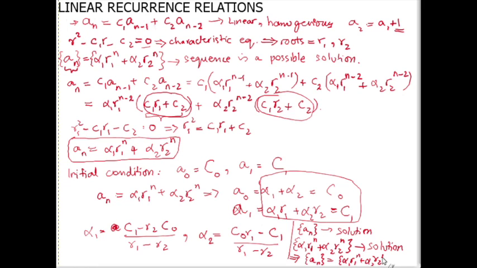Okay, so just a recap. First, we assumed that AN is a solution, and we checked whether this recurrence relationship was satisfied or not. Then for the backward case, we assumed some initial conditions and found the values of alpha 1 and alpha 2 for those initial conditions. And since some AN was already a solution, we assumed that alpha 1 R1 to the N plus alpha 2 R2 to the N will be a solution for these values of alpha. And this means that AN is equal to alpha 1 times R1 to the N plus alpha 2 times R2 to the N.